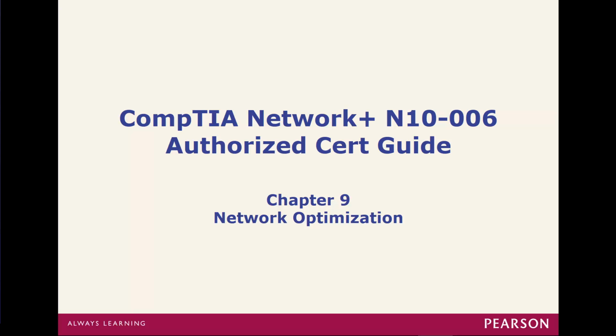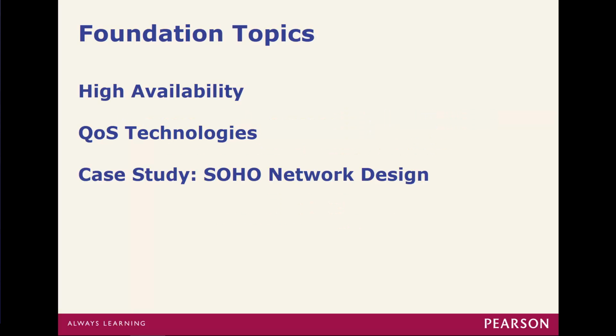Welcome to my CompTIA Network+ N10-006 study material. This is Chapter 9, Network Optimization. In this chapter, we're looking at things like high availability, QoS, and we're going to end with a small case study on a SOHO network design.